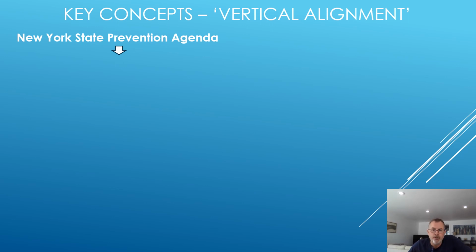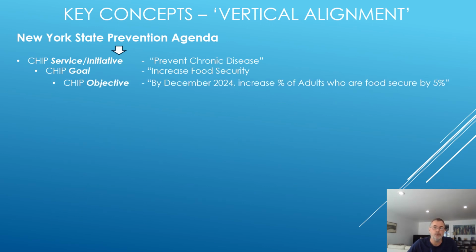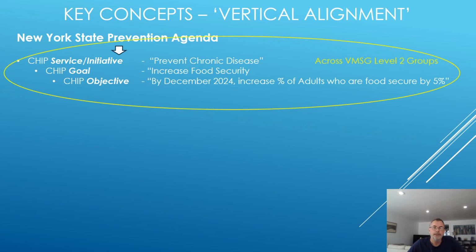So let's look at how this shows up as vertical alignment. You have the CHIP service initiative, which might be to prevent chronic disease. To do that, the CHIP goal might be to improve food security. You might have an objective. This is a population objective: by December, increase the percent of adults who are food secure. Okay, this is level 2.